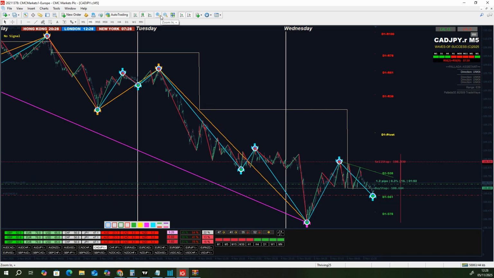So we're going to be doing some trading today. I'm recording this live trade on the Canadian dollar Japanese yen. I'm going to explain this quickly.